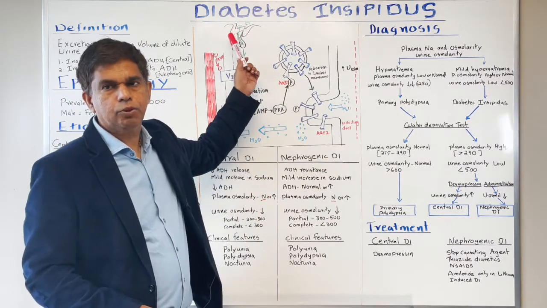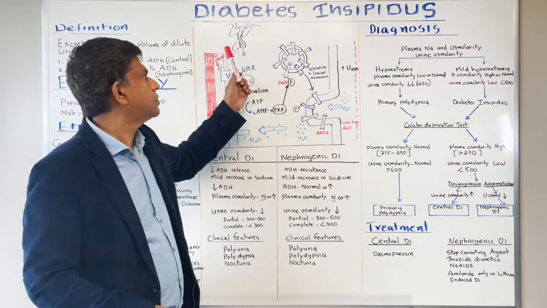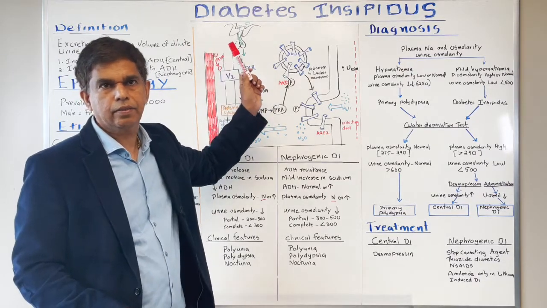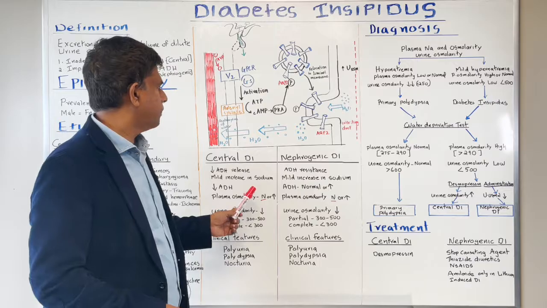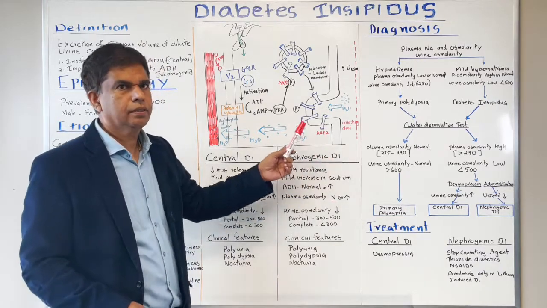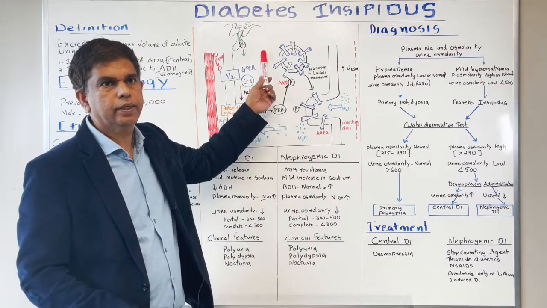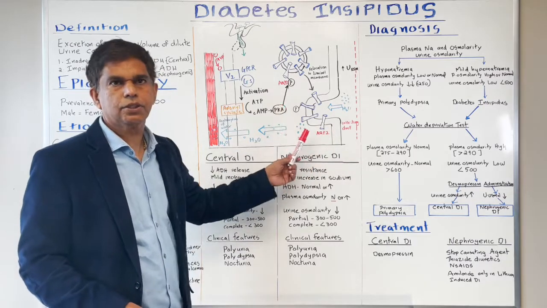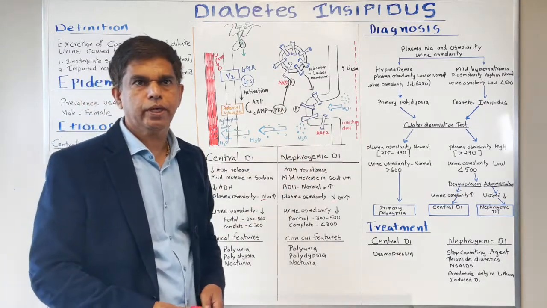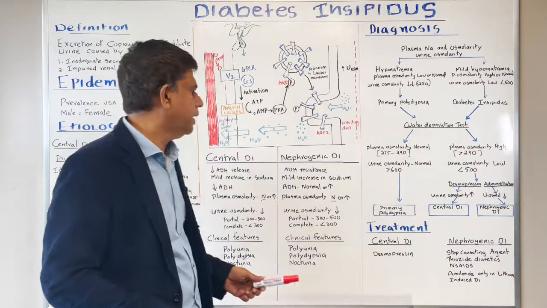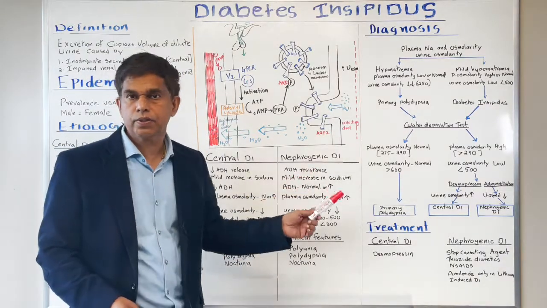Posterior pituitary and hypothalamus, we go to the brain, right? This is not happening over here. That is the central mechanism, okay? So, what happened over here? Nephrogenic, right? It produces there, but it's not working. Resistance in the V2 and the aquaporin channel. So, it's not working. That's the problem. So, ADH is there, but there's resistance.